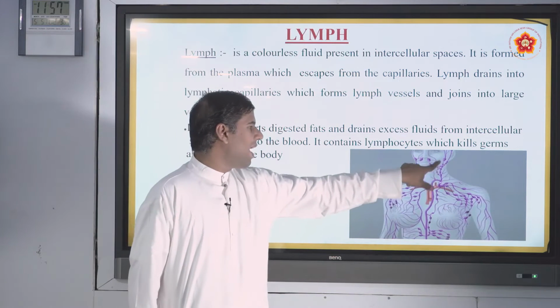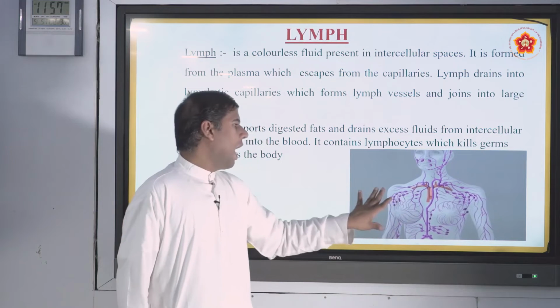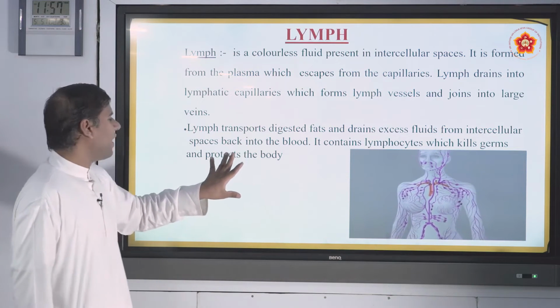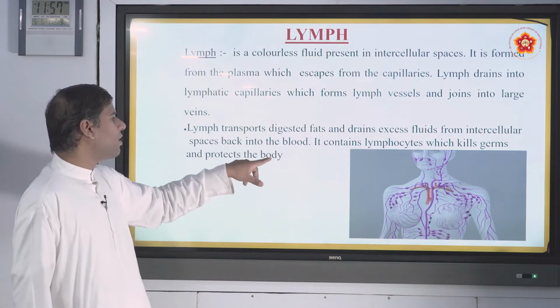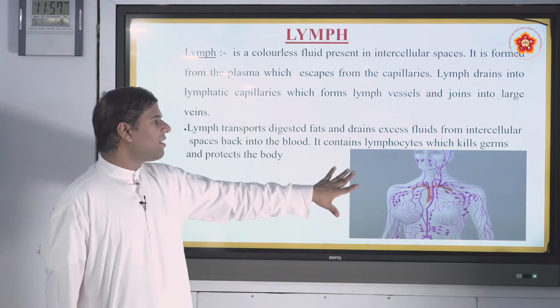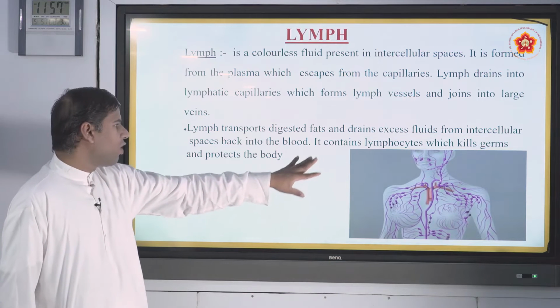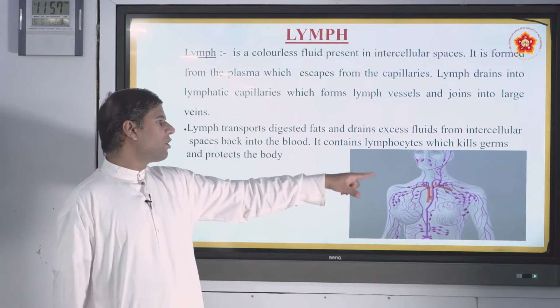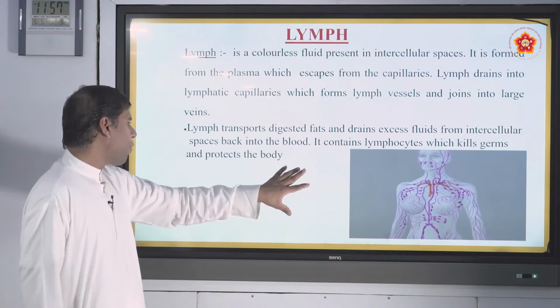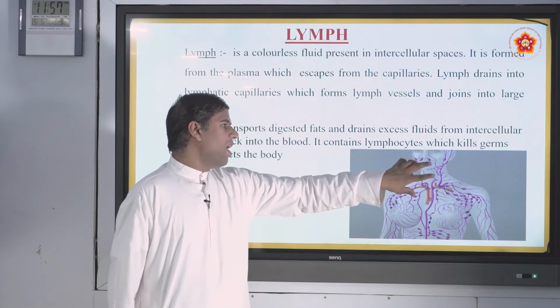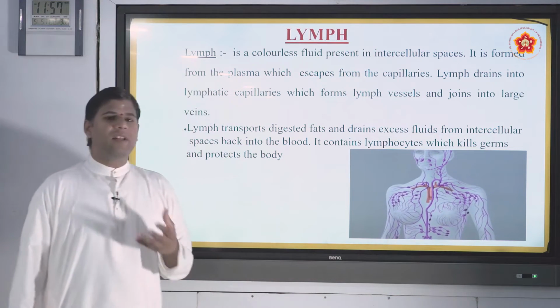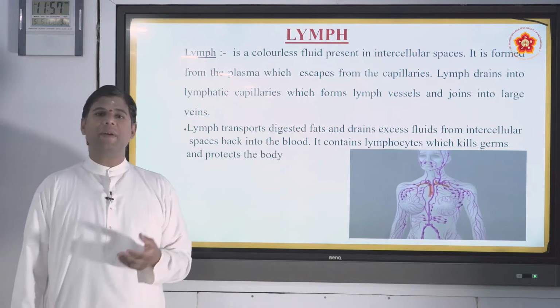If you can see, these are lymph glands present all over the body, and the lymph drains here. Lymph transports digested fats and drains the excess fluid from the intercellular spaces back into the blood. It contains lymphocytes, which kill the germs and protect the body. That is also a protective mechanism in our body.